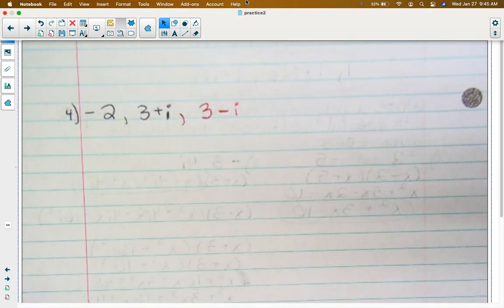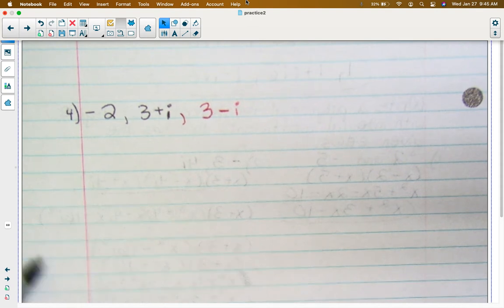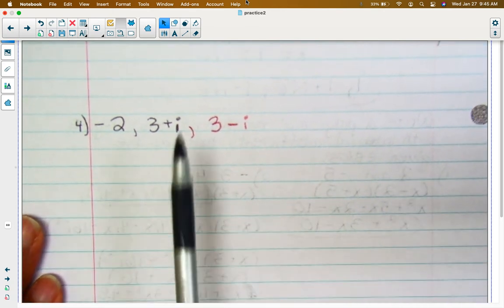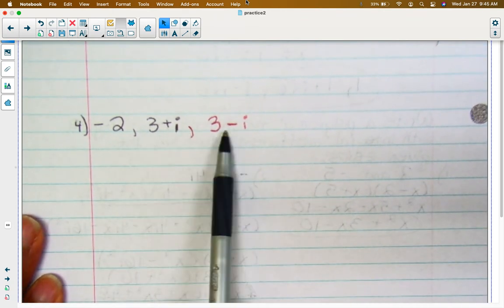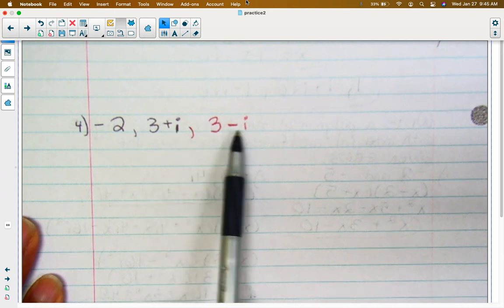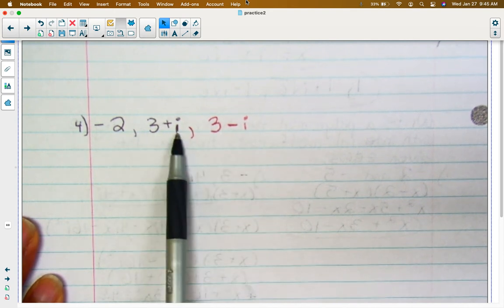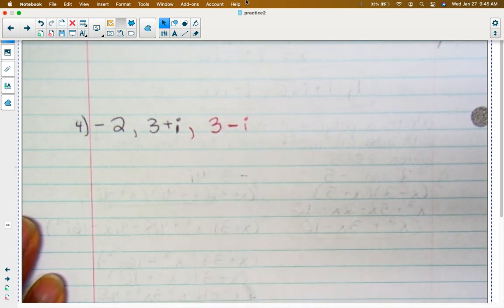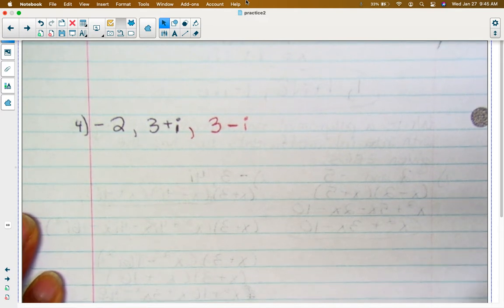So you do not change the sign of the real part. Think back to when we were multiplying imaginary numbers and things like that. You only change the sign in the middle. So if it's plus i, we have to include the negative i. If it was negative i, we'd have to include the positive i. So 3 plus i and 3 minus i, we call those complex conjugates.